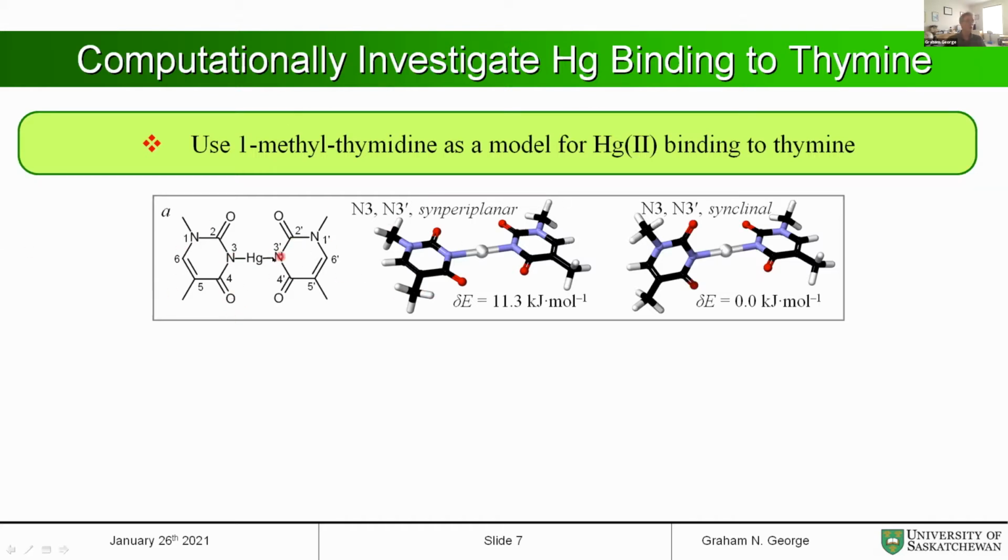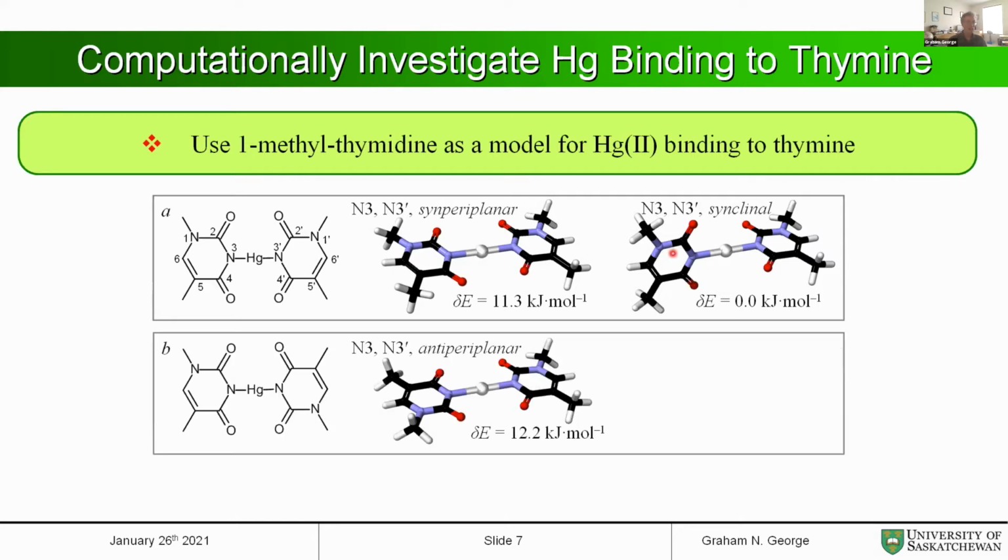Anyway, the simplest way that mercury might bind is by binding the N3 nitrogen of the thymidine here, and you could calculate the geometry of it restricted in this sort of planar arrangement. This is the syn periplanar geometry where the nitrogens are on the same side. This would be the geometry that you would find in DNA. And this is the synclinal geometry where there's a torsion angle around the mercury-nitrogen axis, where the planes of these rings are at 90 degrees to one another.